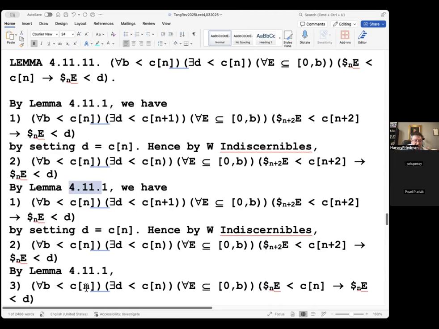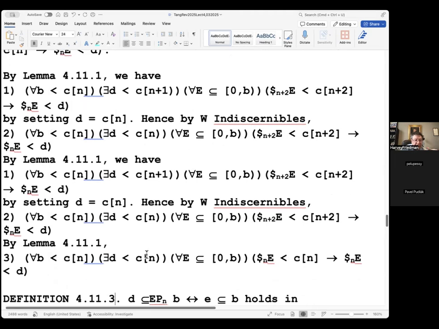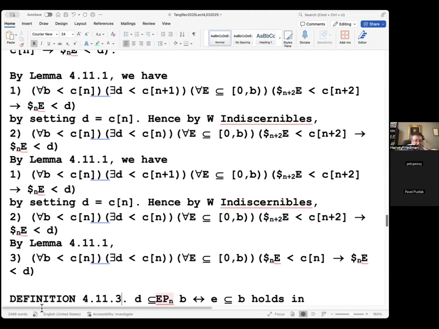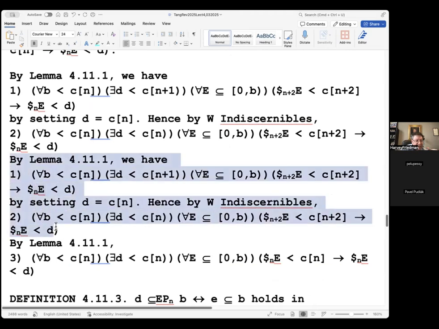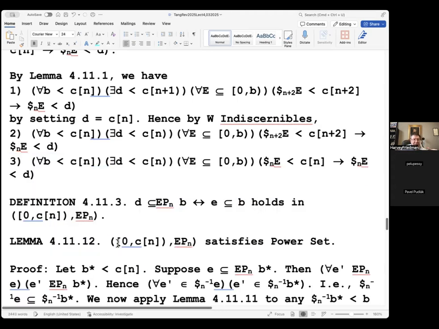Oh, I must have copied this. Just a second. I copied Lemma 4.11 twice. Ah, I think this is what I did. Yeah, there we are.